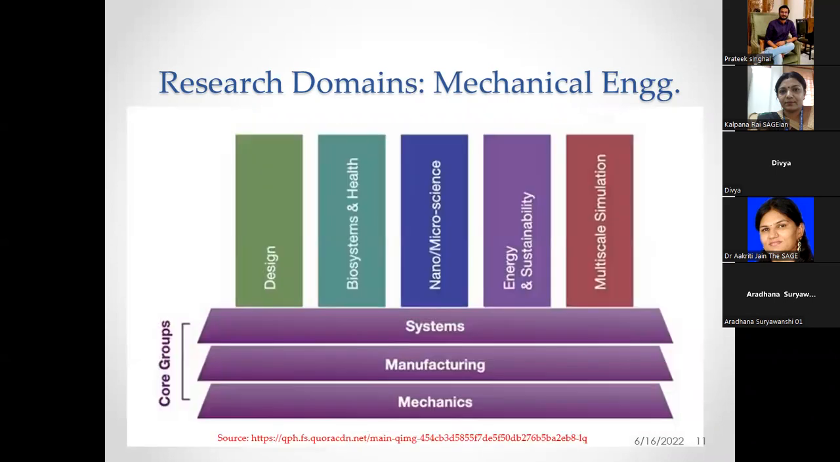The base core areas of mechanical engineering are systems, that means design, as we generally call it, then manufacturing, and then thermal is again one of the parts. It is not mentioned here, but you can consider mechanics.